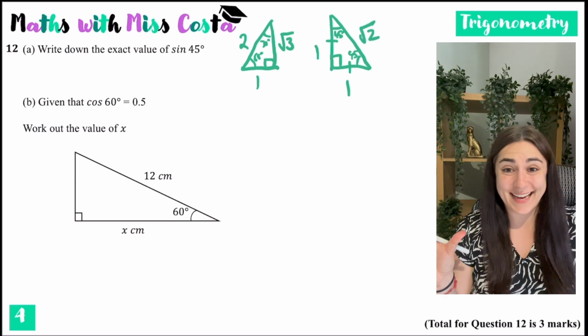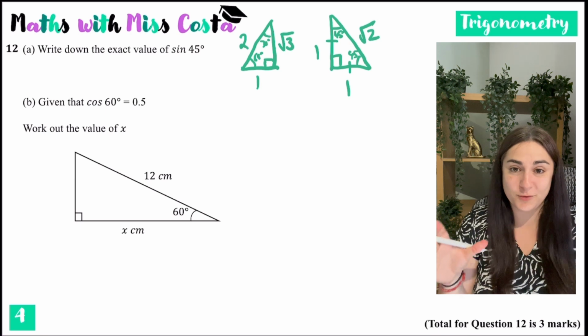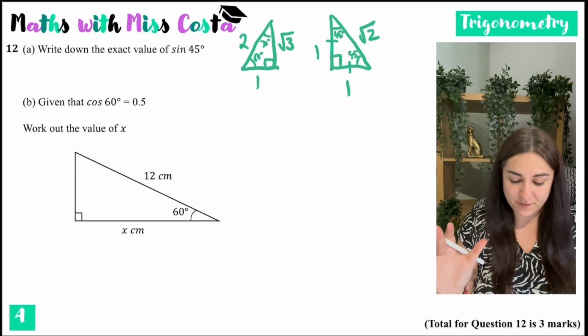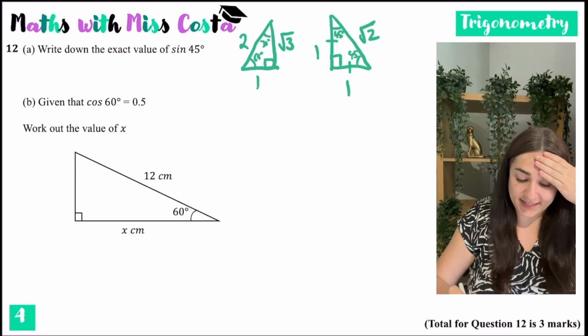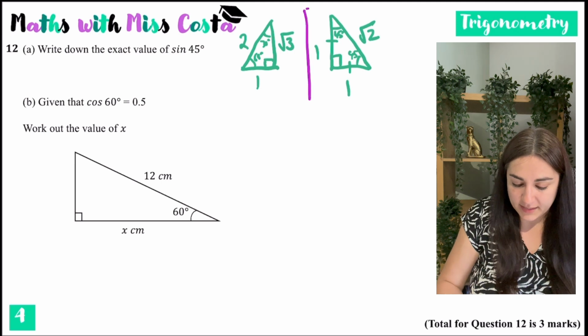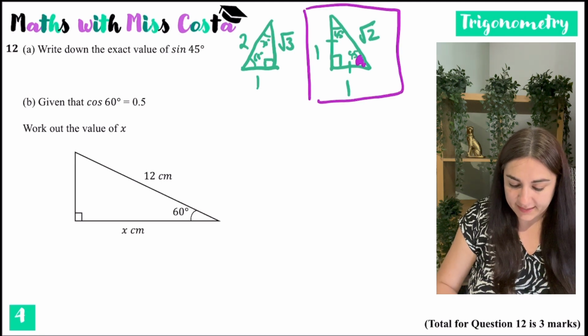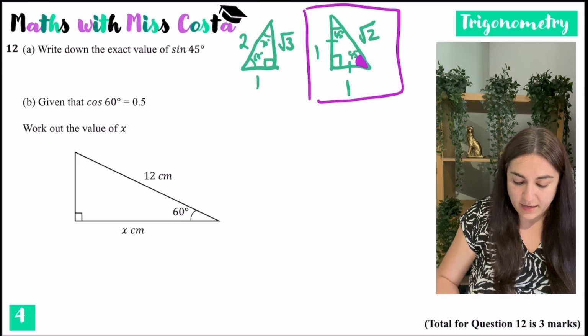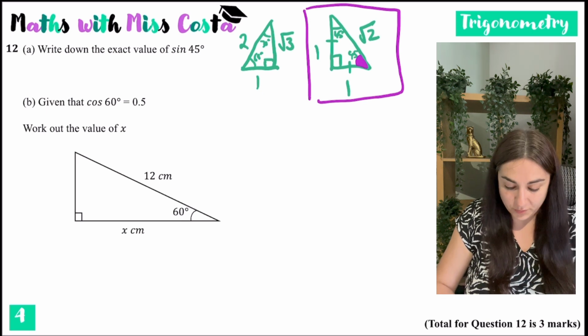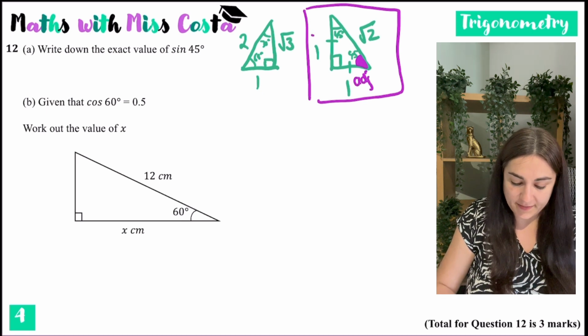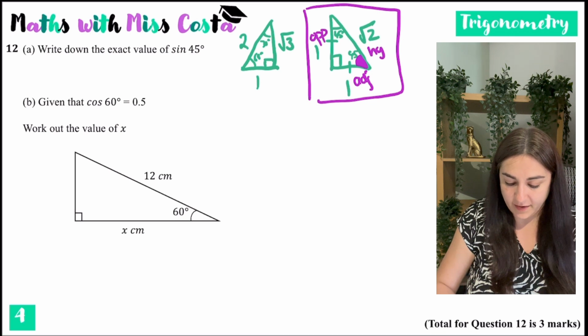If you want to know exactly how and why these triangles come about, watch the full video on exact trigonometric values. But for now, we're just going to go with this. These are the triangles you need to remember. So I am trying to work out sine 45. So if this is my angle, then I can label my triangle. This is going to be the adjacent, this would be the opposite, and this is the hypotenuse.